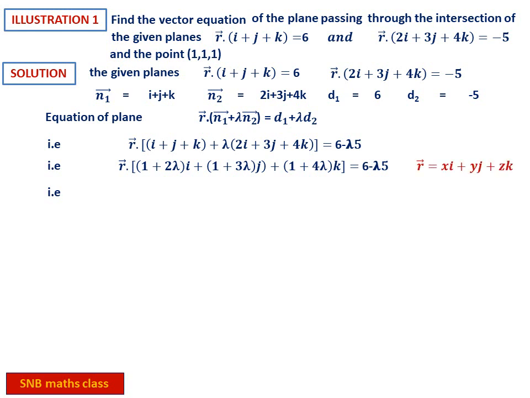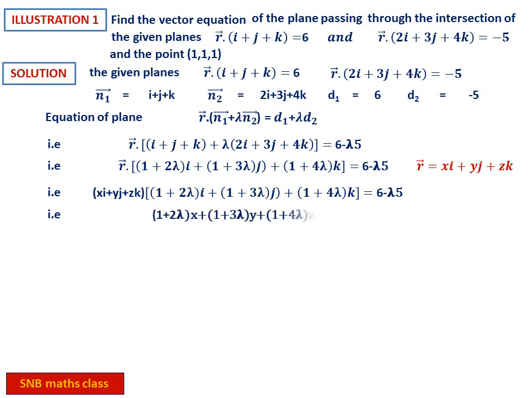So this is the equation. Now what is the condition given? Of course, r also you can substitute. r will be equal to xi plus yj plus zk. Then once again, combining together, (1 plus 2 lambda) i, (1 plus 3 lambda) j and (1 plus 4 lambda) k, equal to 6 minus 5 lambda. So now you can simplify further, that is the dot product. The final answer will be (1 plus 2 lambda) x plus (1 plus 3 lambda) y plus (1 plus 4 lambda) z equal to 6 minus 5 lambda. So this is the equation in Cartesian form. I have converted into Cartesian form.